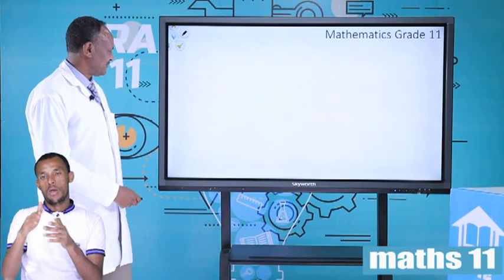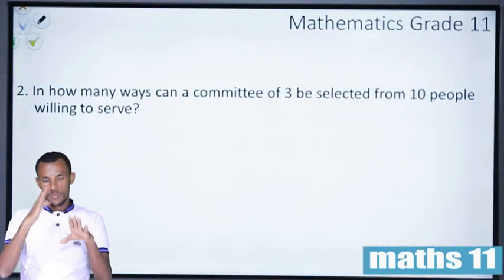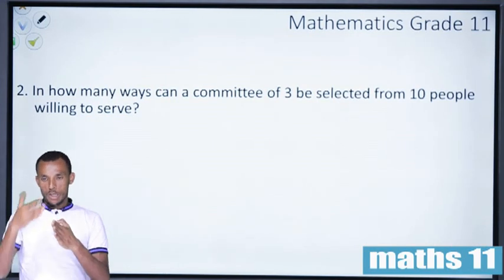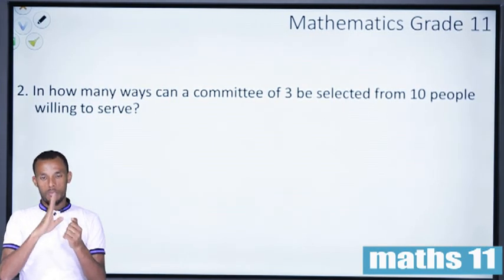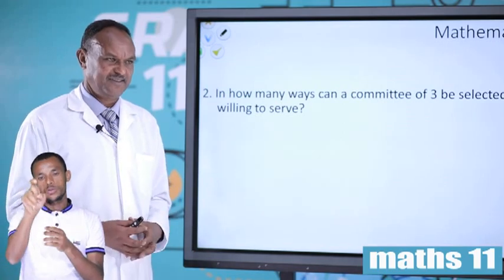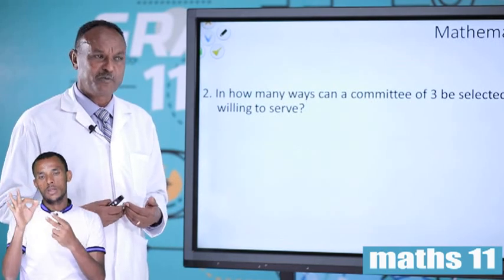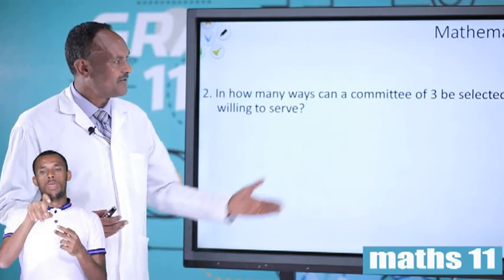Take the second problem. In how many ways can a committee of 3 be selected from 10 people willing to serve? So this is a question. We are going to select members of a committee. From where? From 10 people.